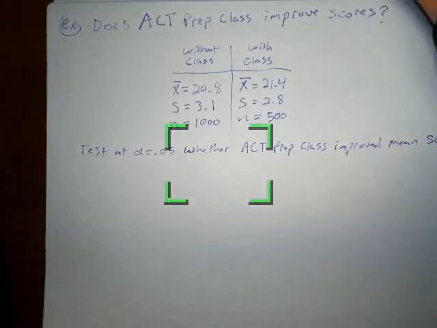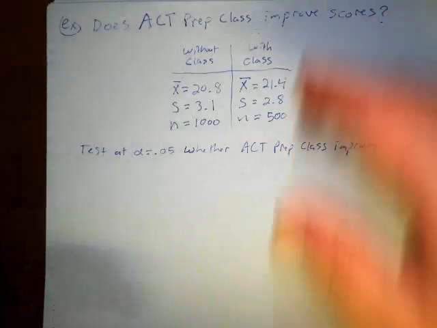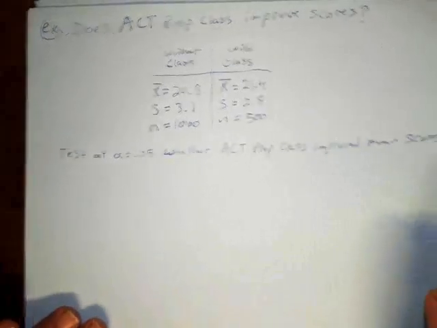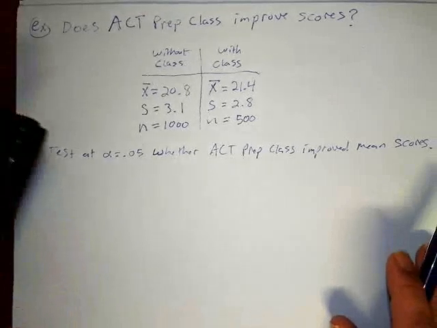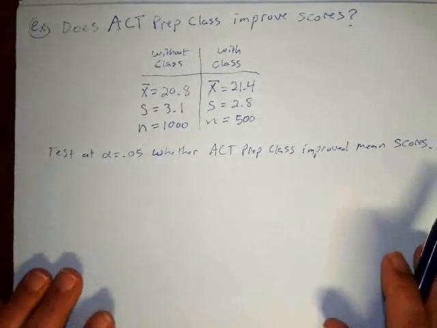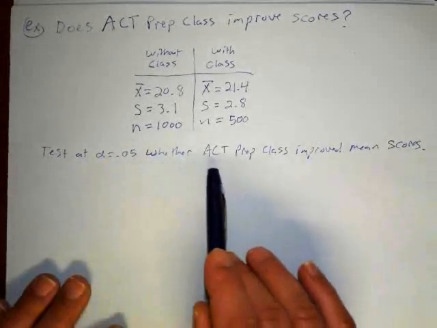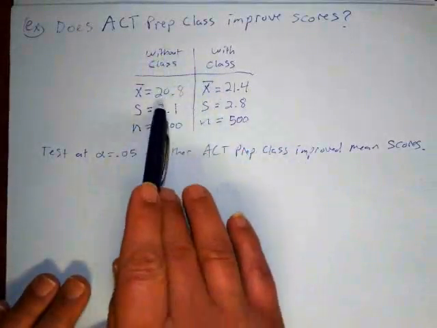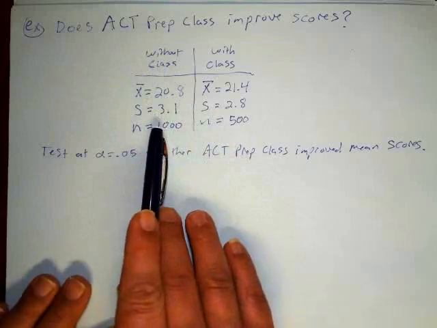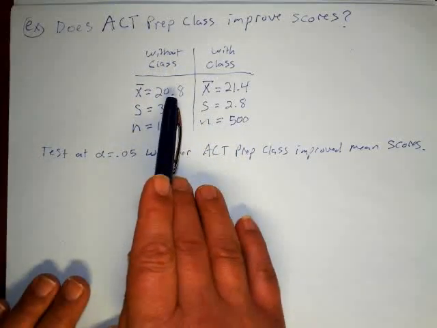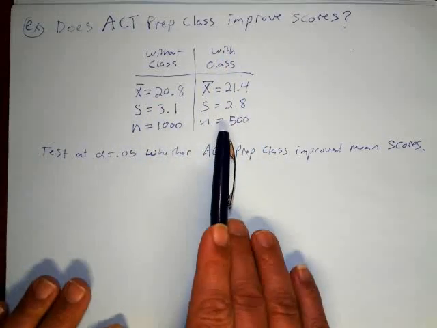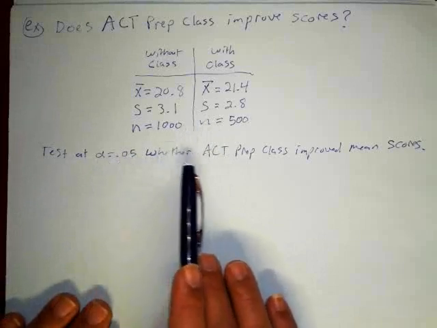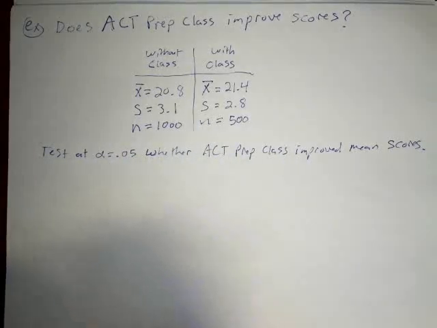Okay, here's one last hypothesis test for the difference between two means for you to try. This is about an ACT prep class, and they're wondering whether or not this class improves ACT scores. Here's the data for the students that took the test without the class: their average ACT score, the standard deviation, the sample size. These are the students that took it with the class. You're supposed to test at alpha equals 0.05 whether the ACT prep class improved the mean scores.